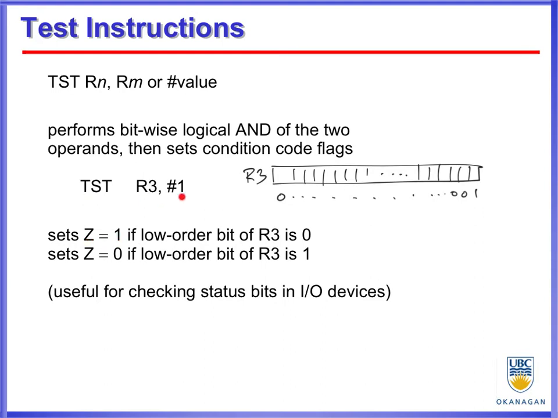So now after this instruction, all we have to do is check the Z bit in the processor status register to see if it's 0 or 1. If it's a 0, that means we might want to do one thing. If it's set to 1, well, that means we want to do something else. So the test instruction is very valuable for checking what the status is of one individual bit. This one does not change the value of R3. R3 will still have in it what it had in it when this instruction started.